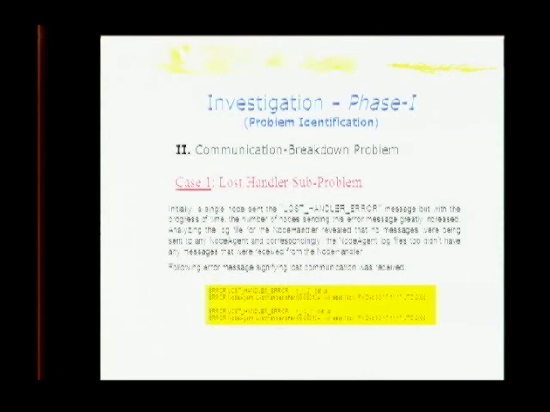The NodeAgent has a timeout parameter internal to it. It receives this message and checks whether within this timeout interval the NodeHandler has sent any messages to it or not. If not, then it decides that it has lost contact with the NodeHandler, and that's when it generates an error message, NodeHandler lost to us. In this case, first a single node sent the lost handler error message, but with the progress of time, more and more nodes were sending this message.